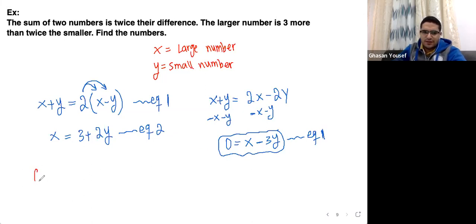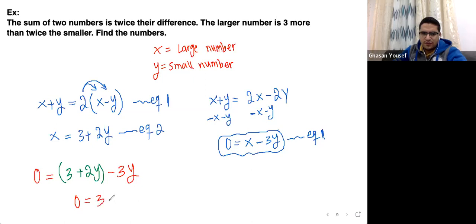So in equation number 1, I get 0 equal x, and the value of x is 3 plus 2y, minus 3y. Now let me simplify this side. I get 0 equal 3 plus 2y minus 3y, which is minus y. I'm going to move this y to the other side by adding y to both sides. I will get y equal what? 3. So this is the value of y.